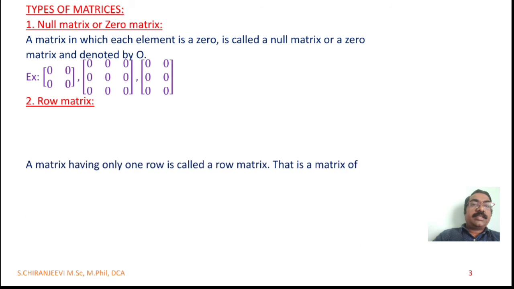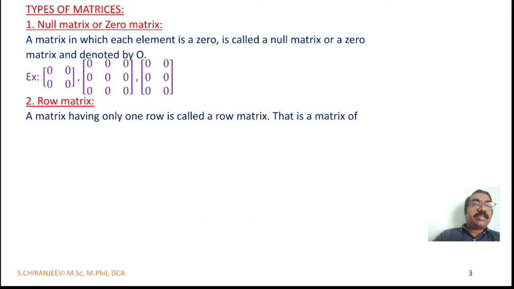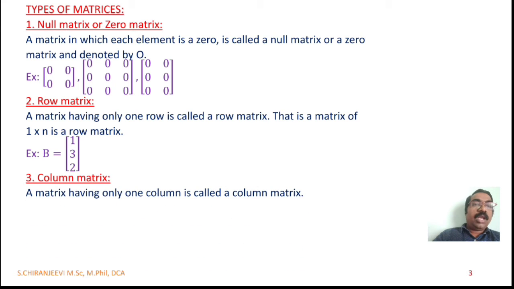Second one, row matrix. A matrix having only one row is called a row matrix. That is, a matrix of 1 cross n is a row matrix. Example: 1, 3, 2. See here, only one row, we call it as row matrix. Third one, column matrix. A matrix having only one column is called a column matrix. That is, a matrix of m cross 1 is a column matrix. A equal to B, D. See here, null matrix, each element is 0. Row matrix, only one row. Column matrix, only one column.